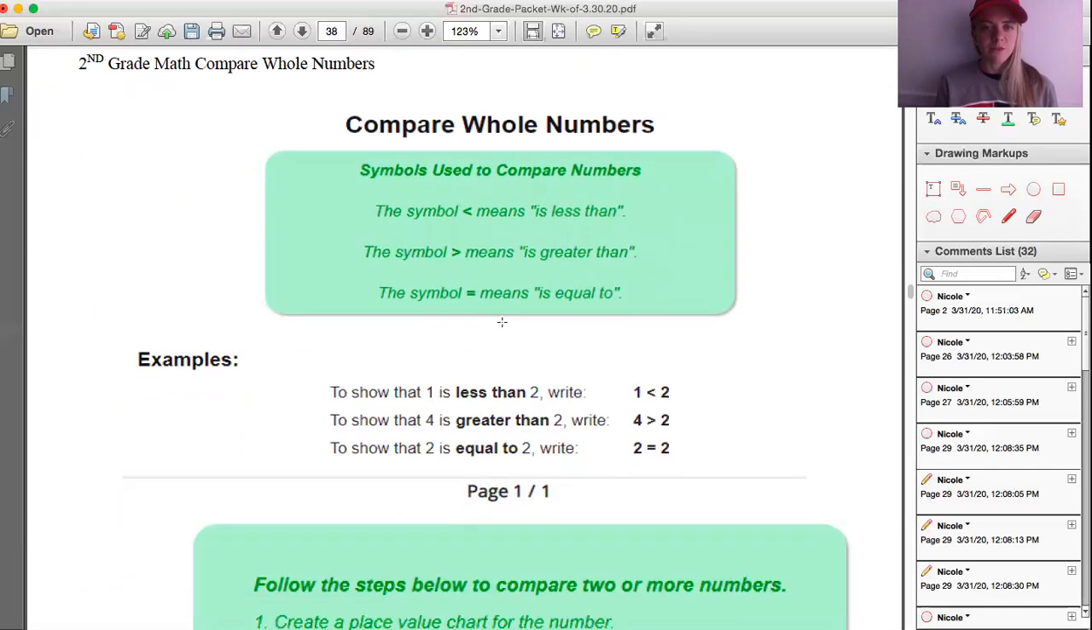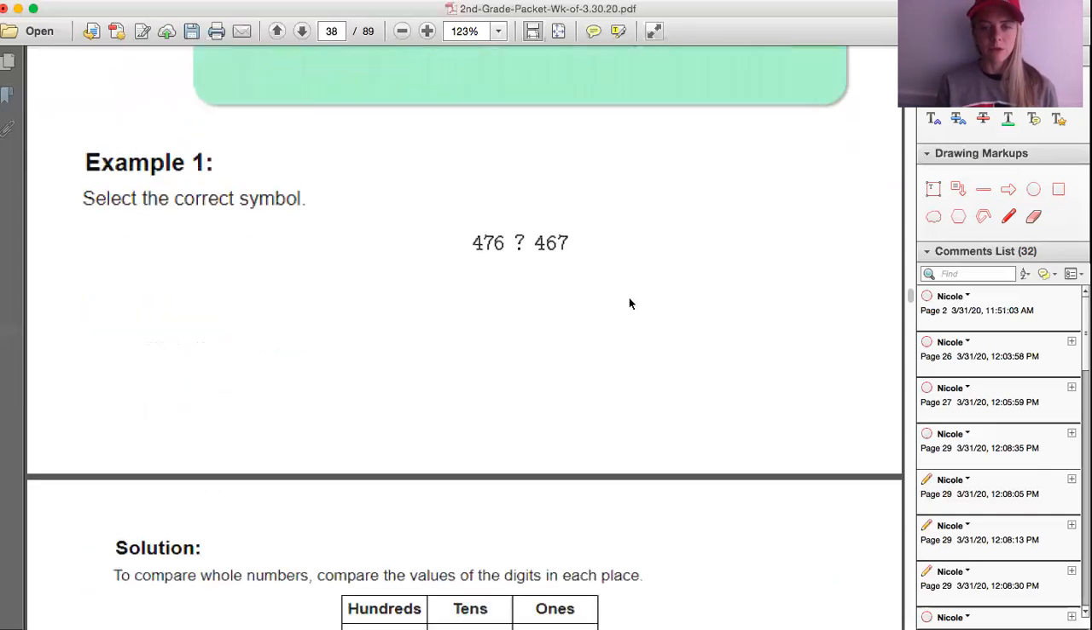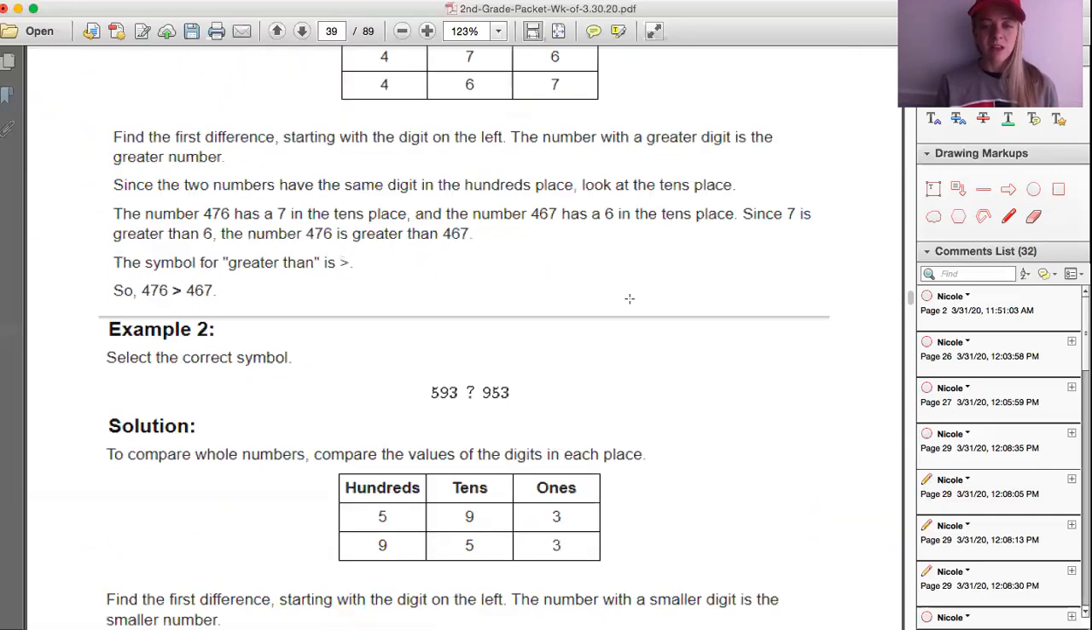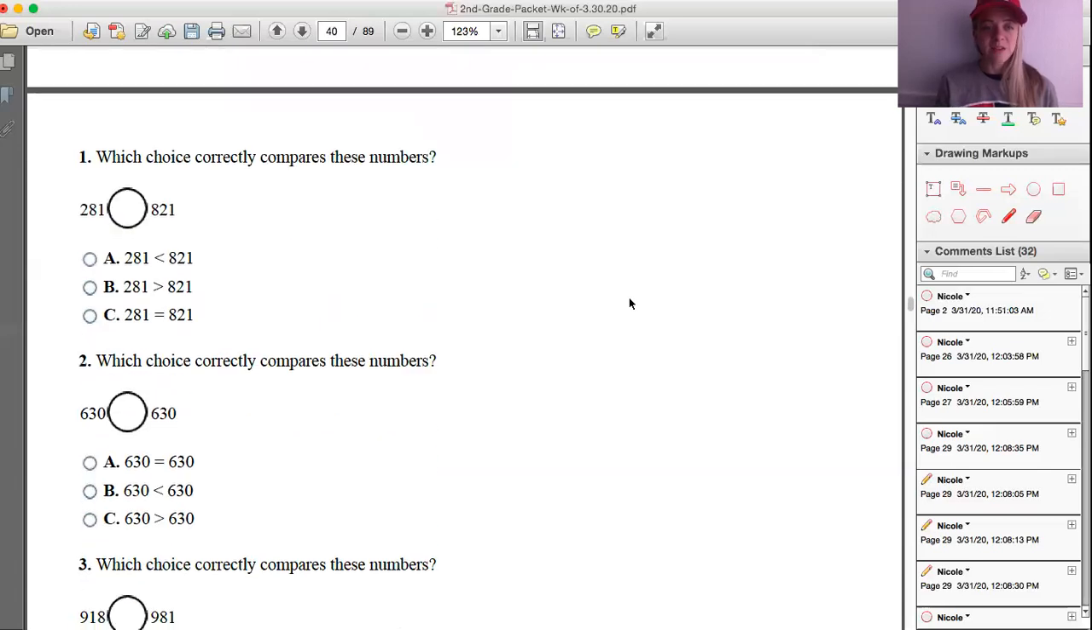And finally, the last one for today. Compare whole numbers. The symbol less than means is less than. This symbol means greater than, and this symbol means equal to. We've kind of done one like this already, so this should be super easy for you. Which choice correctly compares these numbers?